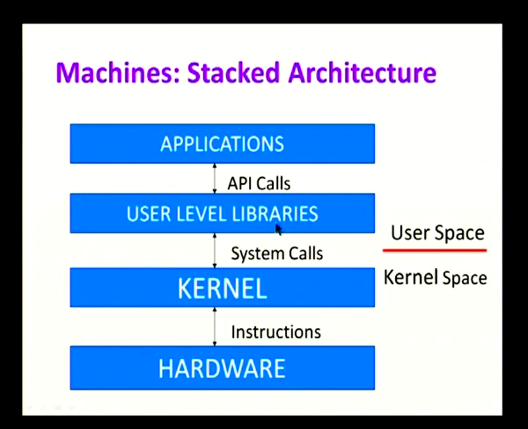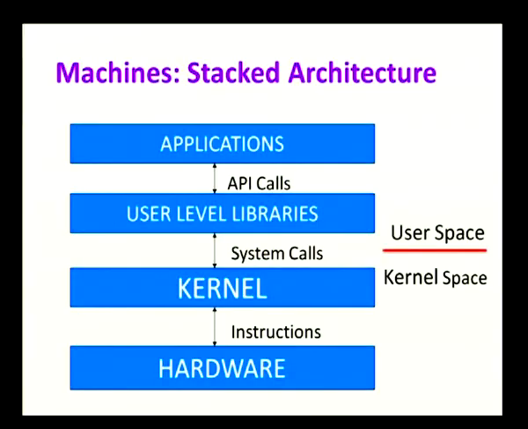Then the user level libraries will in turn make use of so many system calls, so that the kernel of the operating system will interpret the meaning of the system calls, and it passes the information to the hardware, and according to the actual machine instructions, the hardware will be activated and the operations will be performed.